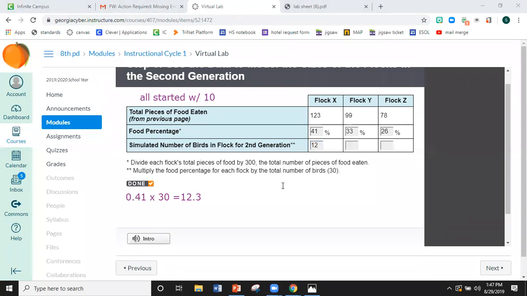Do the same thing for flock Y. They ate 33% of the food, which is 0.33. We need to multiply that by the total birds, which is 30. That gives us 9.9. But again, we're not cutting up birds, so I'm going to round that to 10. There are 10 birds in the second generation. Flock Z: 0.26 times 30 total is 7.8, so I could round that to 8 birds in the flock.